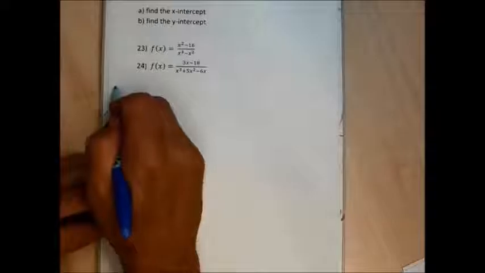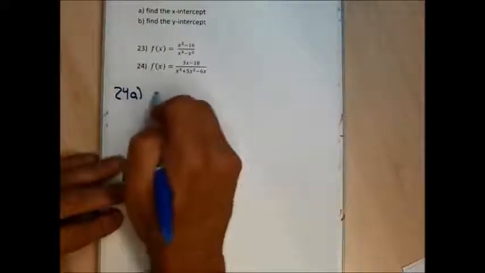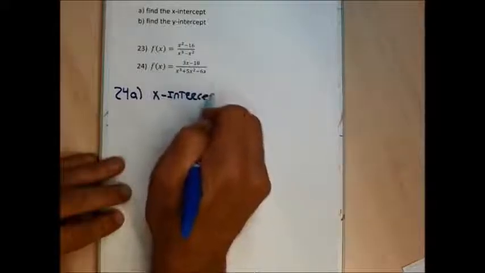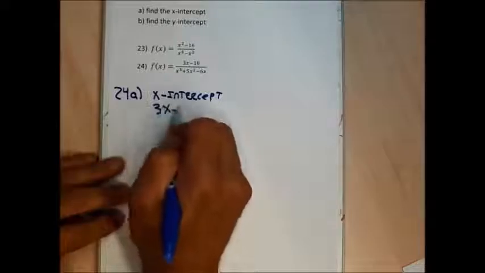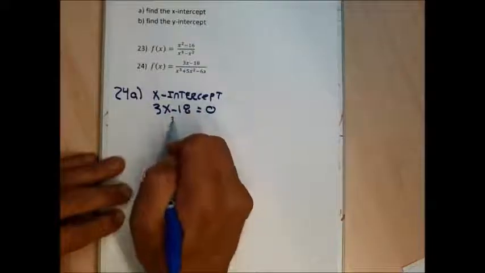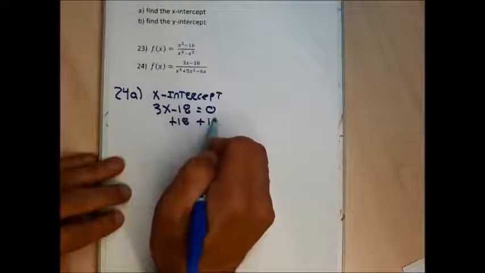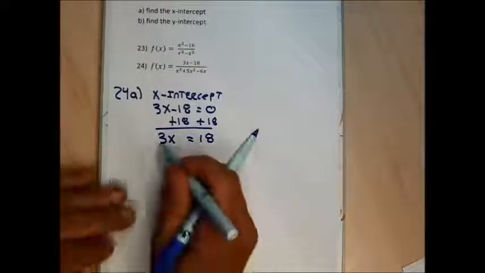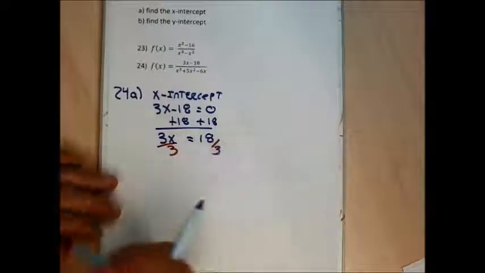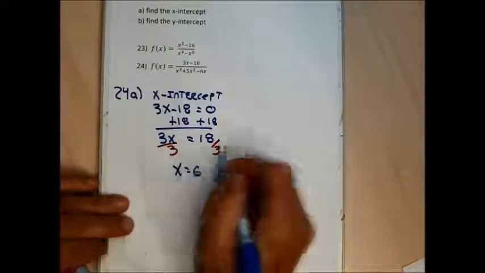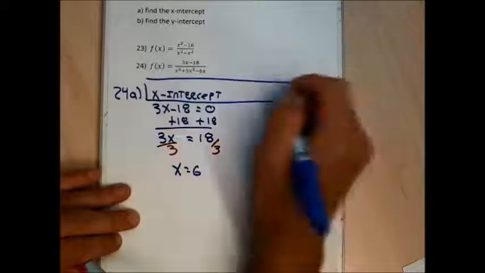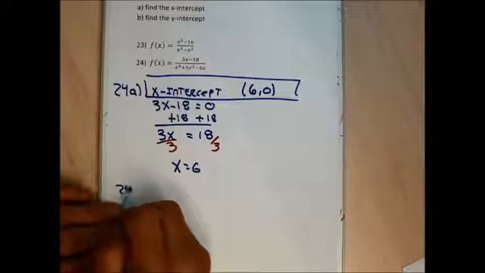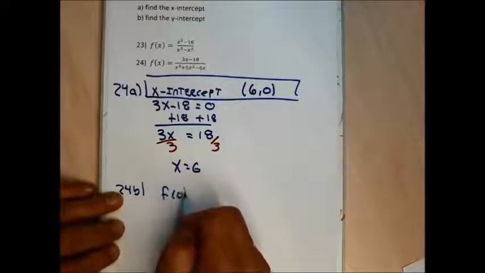For 24a, to find the x-intercept, the shortcut is just to take the numerator equal to 0 and ignore the denominator, so you don't have to do that cross-multiplying if you don't want to. So I'm going to do the shortcut, and I'll set the numerator equal to 0. I'm going to add 18 to both sides, which will give me 3x equals 18, and then I'll divide both sides by 3. That will give me x equal to 6. For an answer to 24a, write it as a point with the opposite letter 0, so I'm going to write the point 6, 0.